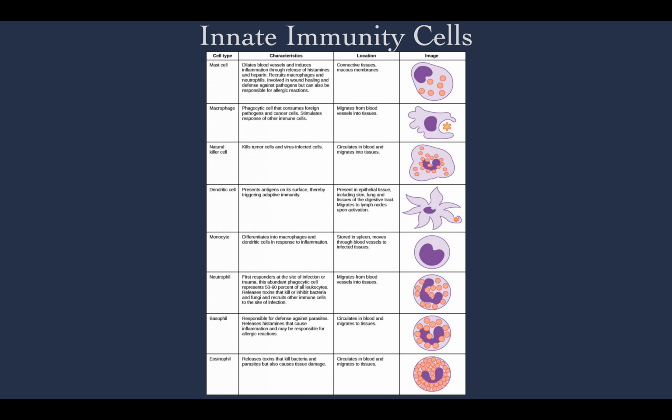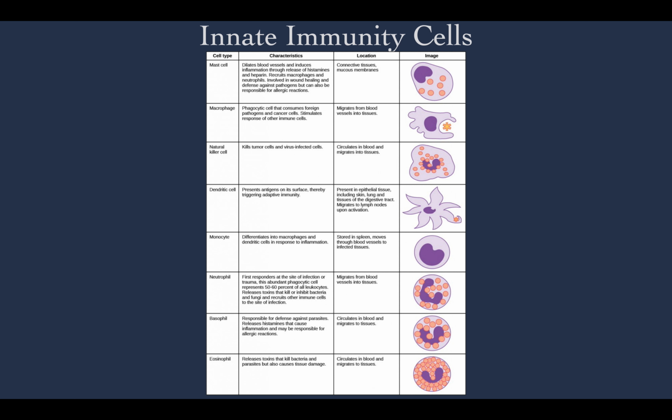We go back to the top. The second type of cell, the macrophages, are very important cells. They are phagocytic and they consume foreign pathogens and cancer cells. They stimulate the response of other immune cells as well. And macrophages circulate in the blood and migrate into tissues. Other important types of cells are the natural killer cells, or NK cells. They kill tumor cells and virus-infected cells, and they circulate in the blood and migrate into tissues.